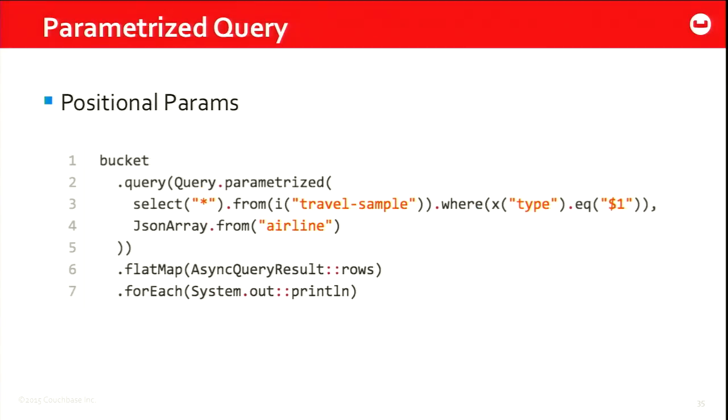And then there is also the parameterized query with positional arguments. So instead of saying $airline, for example, you can say $1, $2, and so forth. And then instead of passing in a JSON object, you're passing in a JSON array, and then all those arguments are basically put in the query depending on the number that you're passing through.